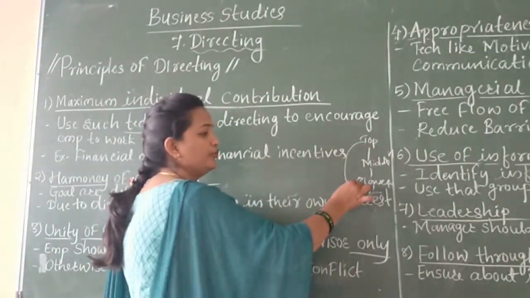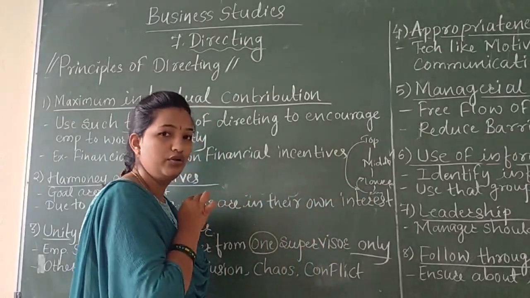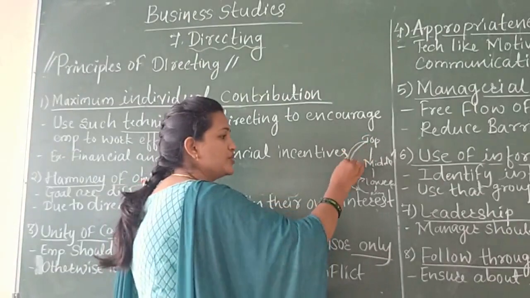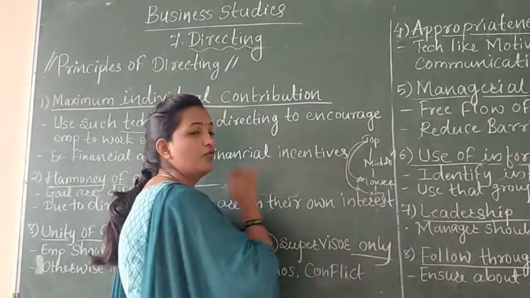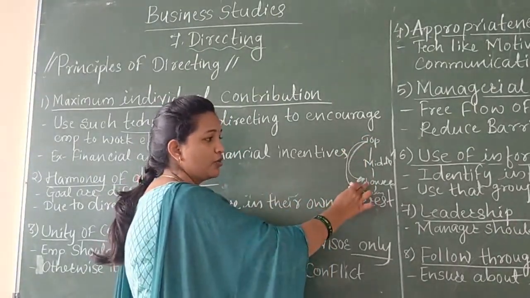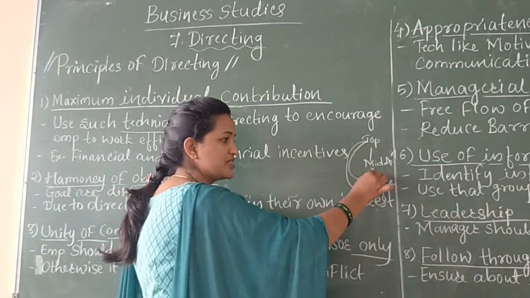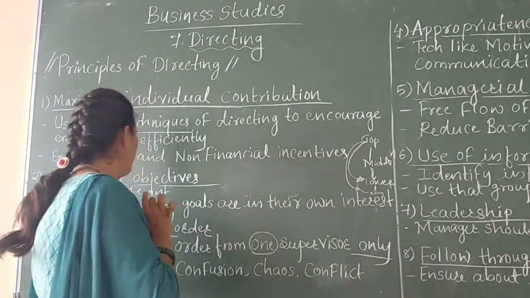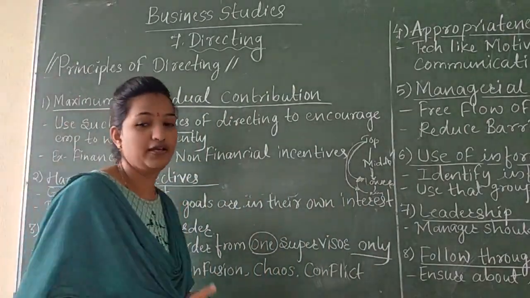This boss should not give a direct order to lower employees. This top level management should not give orders directly to lower level management. For lower level management, the order should be passed from middle level management only. So that is the thing, unity of command. Boss should be single. Okay.